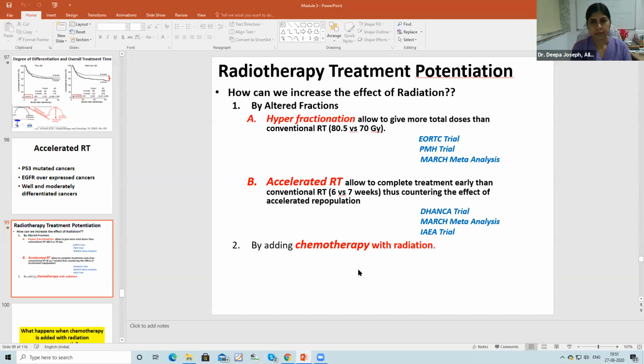Next, you will see the radiobiology of hypofractionated radiotherapy, especially extreme hypofractionation, like SRS and SBRT, which we are using nowadays for many cancers and many benign diseases. So all of this will be covered.